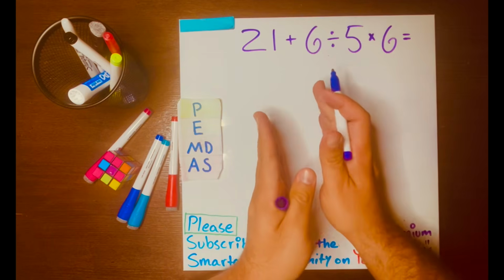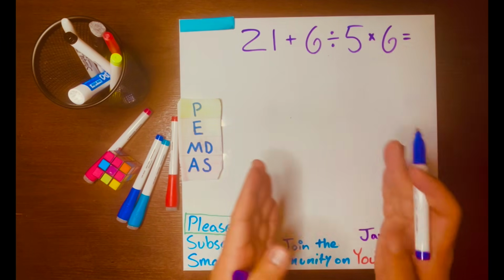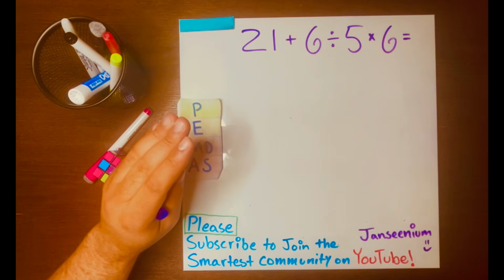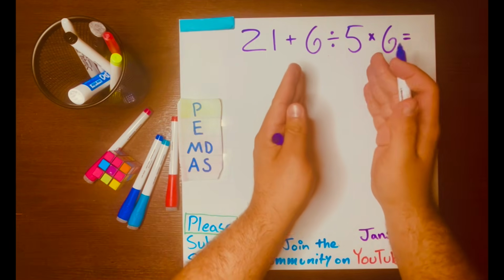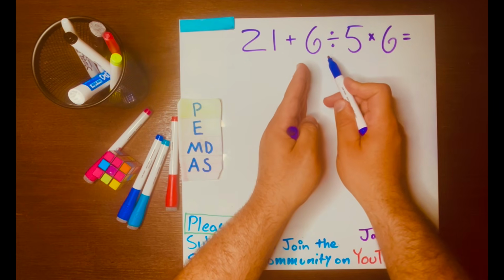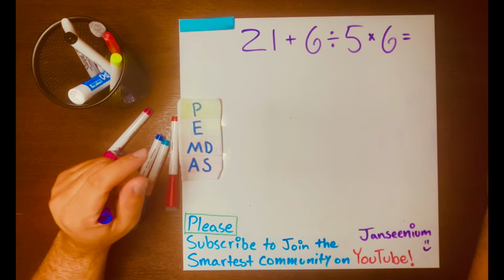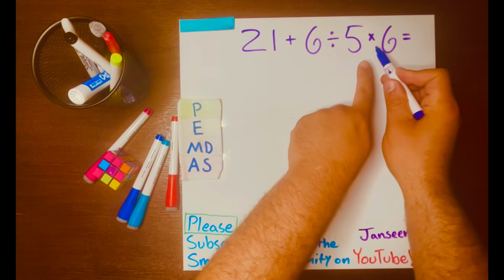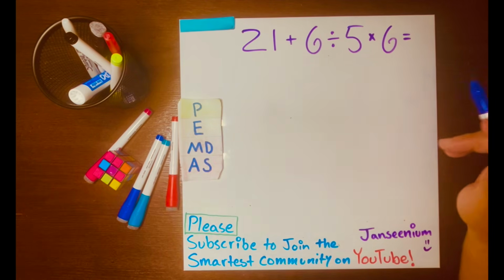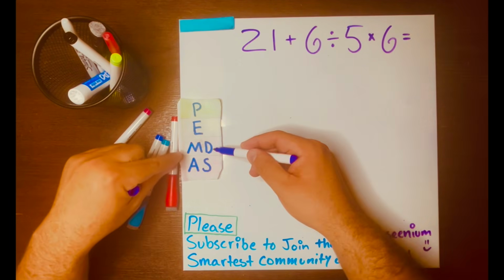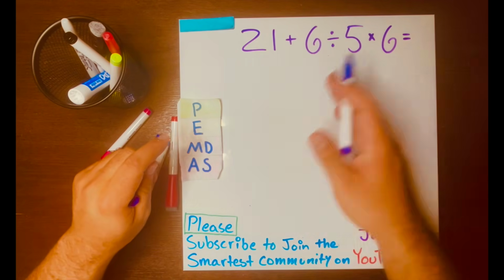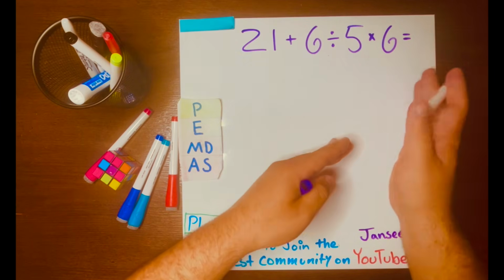You solve the math problem from left to right, and I just did that. I started from the left side. So 21 plus 6, does that go first? No. Then I look at the next one. So you start from left to right. So 6 divided by 5, does that go first? Maybe. Look at the next operation. 5 times 6, does that go first? Both operations are within their own level in PEMDAS. So I have to start with division because you solve the math problem from left to right.